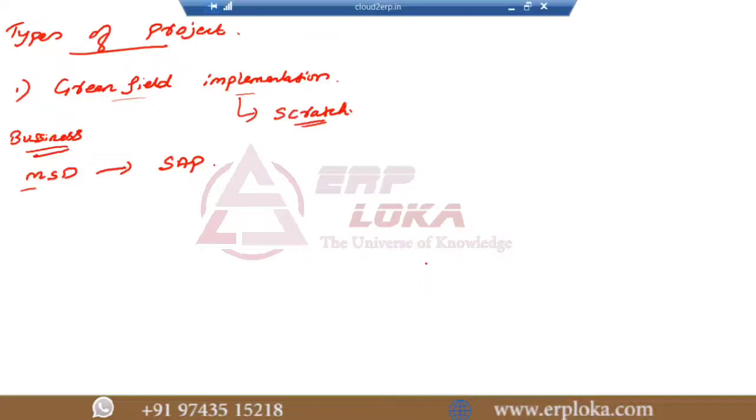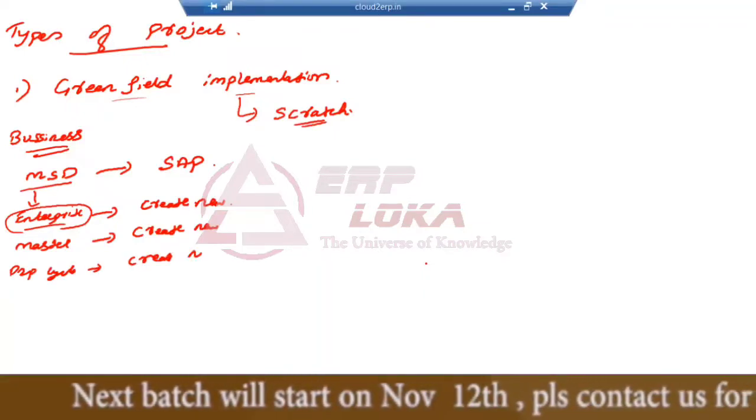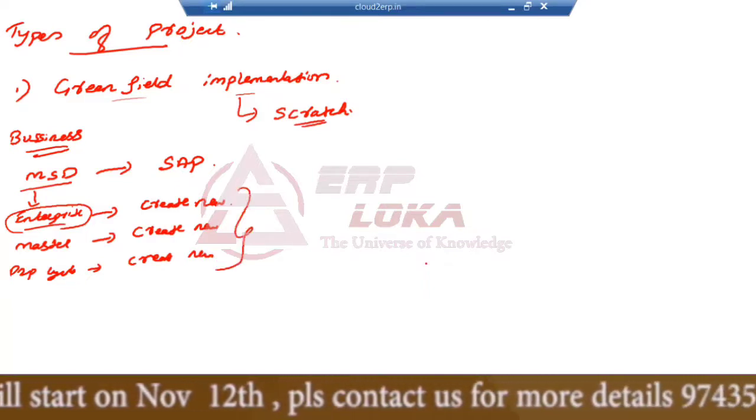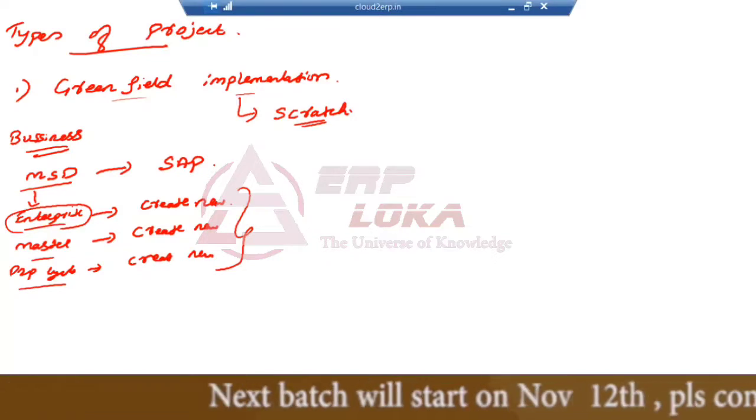Microsoft Dynamics will also have an enterprise structure. Their enterprise structure will look different. So keeping this enterprise structure as a reference, we are going to create a new enterprise structure. Create new. They will also have master data. We are going to create new. They will also have a P2P cycle which they are following, but we are going to create new. So whenever I say greenfield implementation, everything is getting created newly. We are just keeping this as a reference.